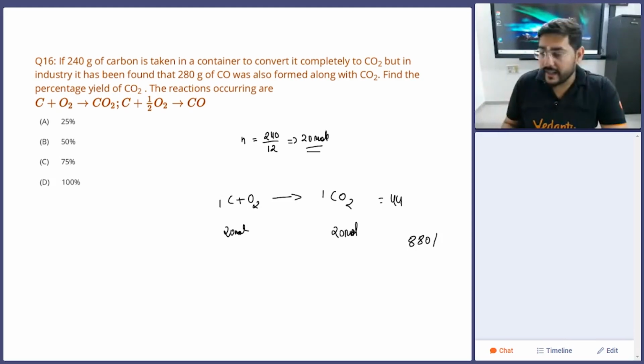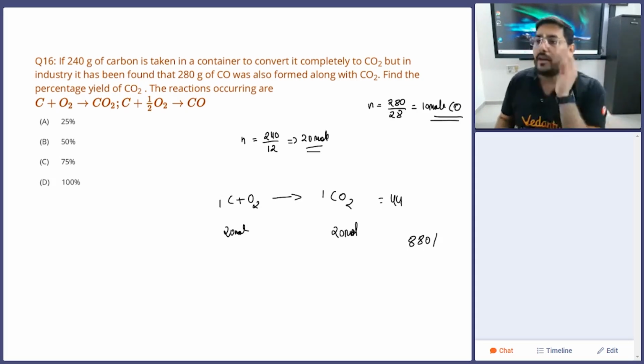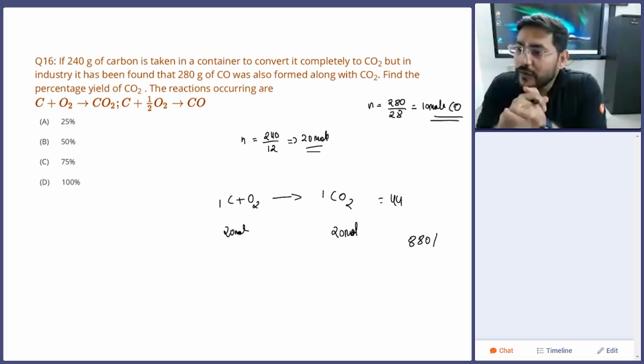But here it is saying in the question that 280 gram of carbon monoxide we are getting. So calculate the moles of that. 280 divided by 28, we are going to get 10 moles of carbon monoxide. Now see, there are 20 moles of carbon.